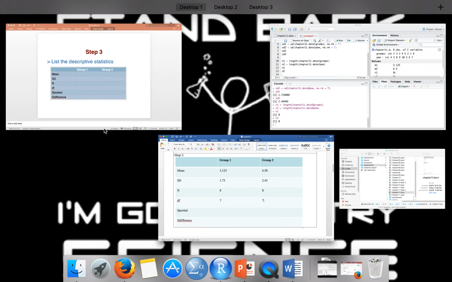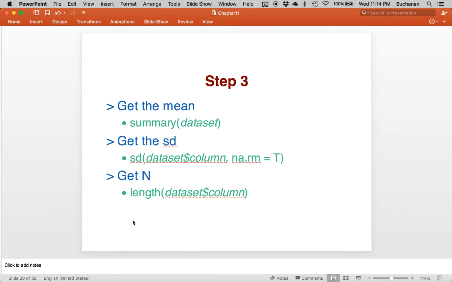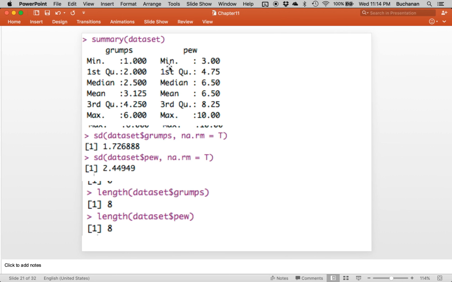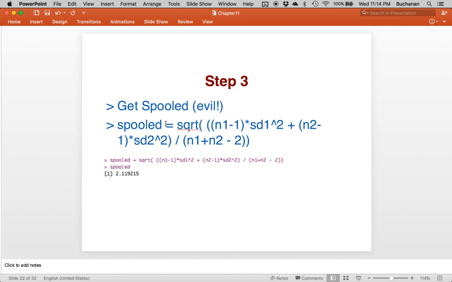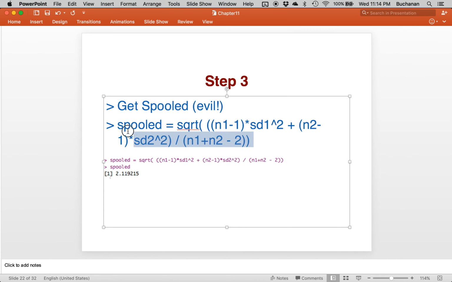Then where we ended this particular lecture was talking about S pooled. But let's walk through this. Yeah, so we did all of this and we saved them. And this is the output that I got from R. And where I was ending was with this S pooled formula. So S pooled is the denominator for Cohen's d. That's in the next lecture.